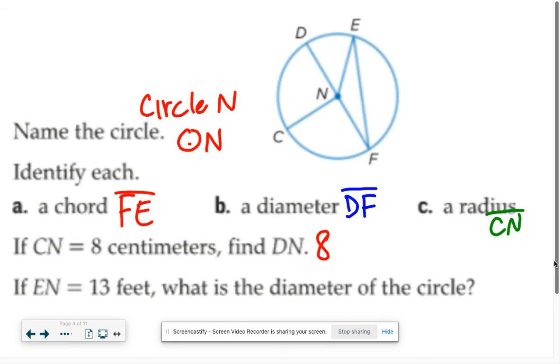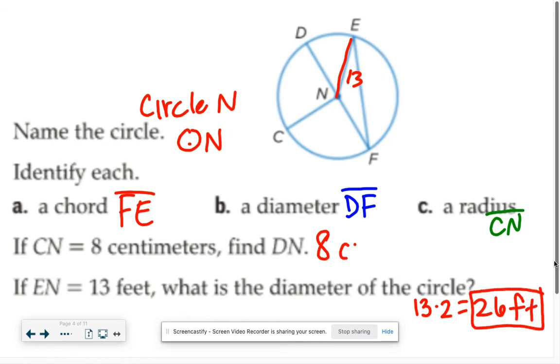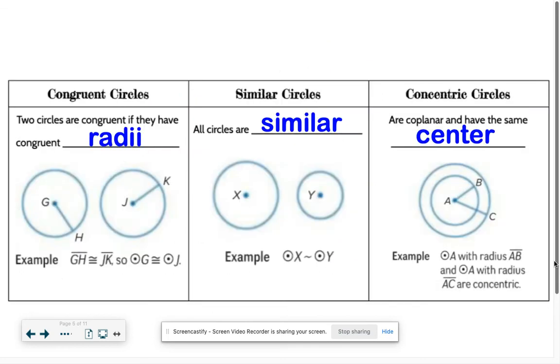And lastly, if EN, where is EN? So if EN is 13, find the diameter of the circle. Remember, your radius is half as long as your diameter. So 13 times 2 gives us 26 feet. I suppose you should probably label this. This is feet. This one was centimeters. Okay. Again, I don't think there's anything new there for you, but it's just a good refresh.